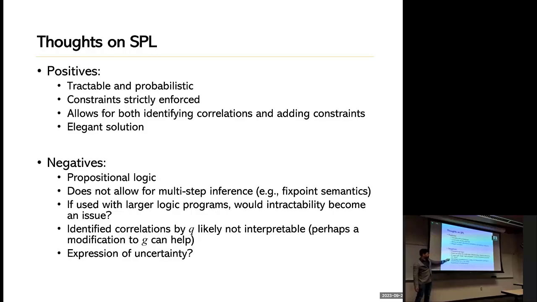The other thing is the correlations identified by Q. They're likely not interpretable, which is probably part of the reason they didn't talk about that in the experiments. The reason for that is you've got a mess of parameters going into that Q function that dictates how that PDF works, and it probably is not anything you can make sense of, I would guess.